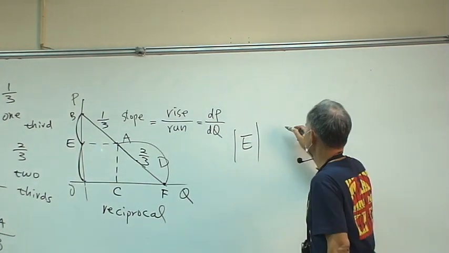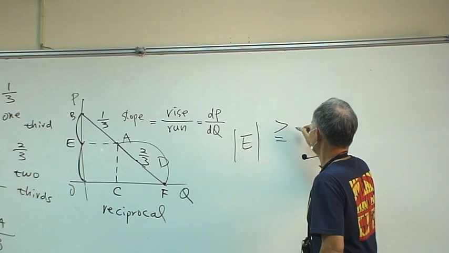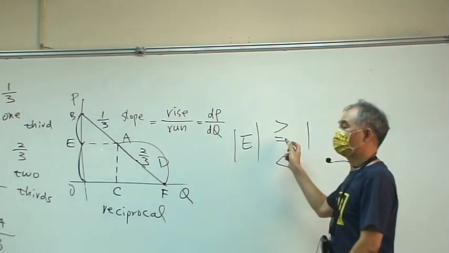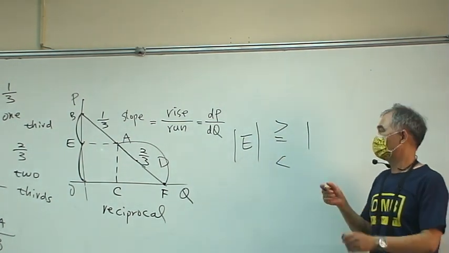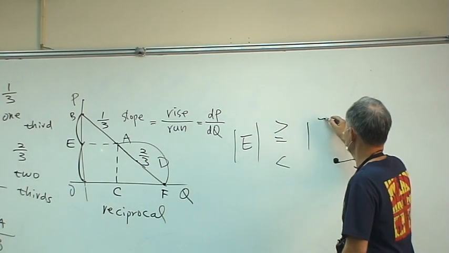So we have greater than 1, equal to 1, or less than 1. If it is greater than 1, we call it elastic.